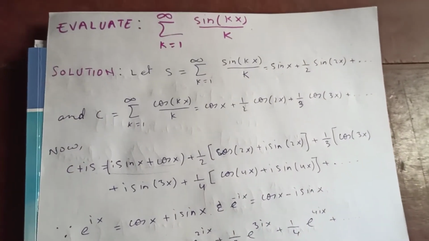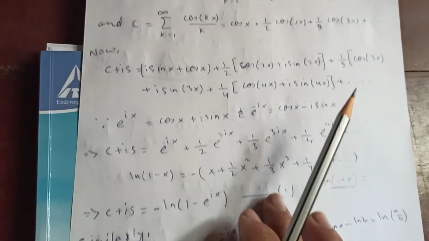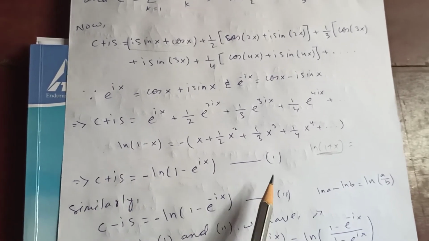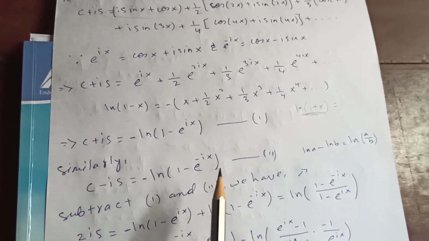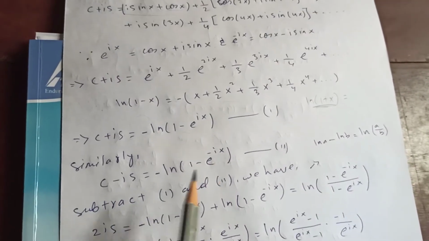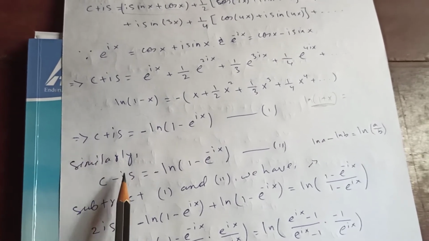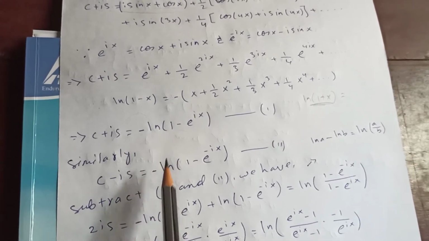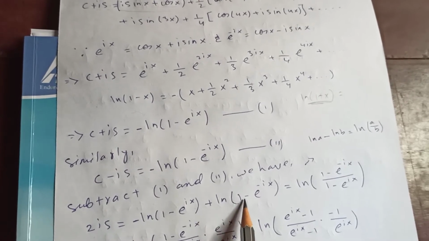What we want is S, the sine part. In these two cases sine is the imaginary part, so I have to subtract. If you want cos, then you only add. Now subtract 1 and 2: C plus iS minus (C minus iS), the C cancels and this becomes 2iS, equal to minus log(1 minus e^(ix)) plus log(1 minus e^(-ix)).